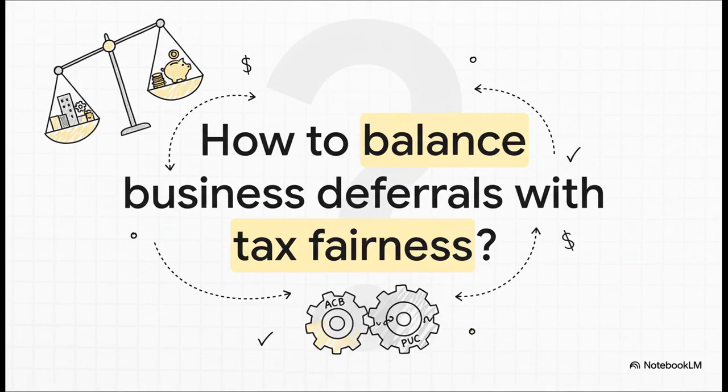And this brings us to a final thought. This intricate dance between ACB and PUC in a Section 85 rollover is a perfect example of a fundamental tension in tax policy. The question it forces us to ask is, how can a tax system effectively balance the goal of enabling commerce through deferrals while simultaneously maintaining a framework to ensure every dollar of economic gain is ultimately taxed? The answer lies in the detailed rules we've just explored.